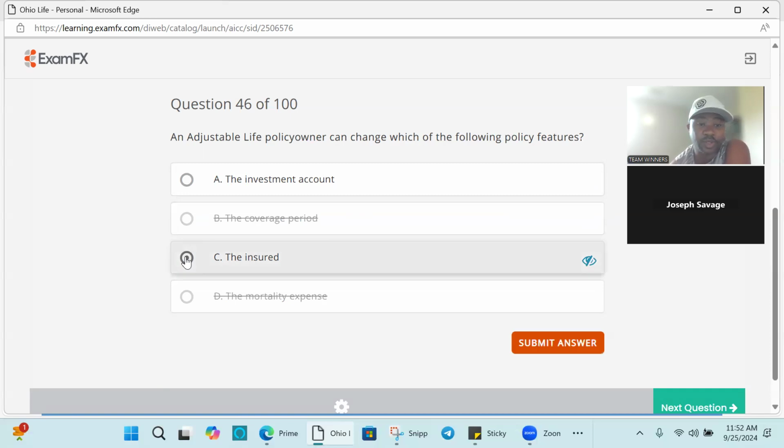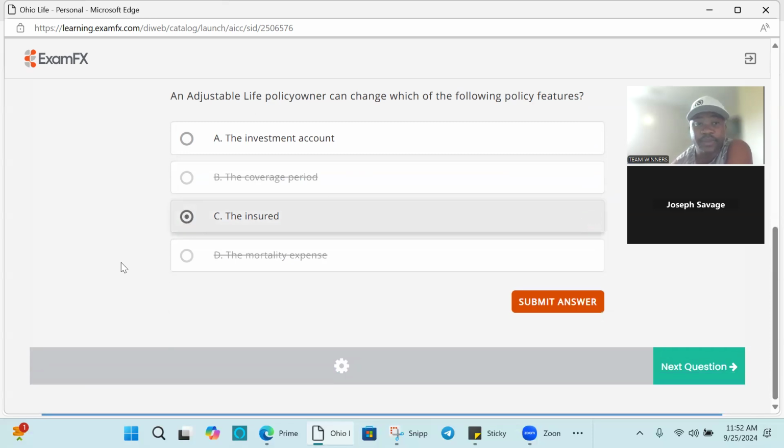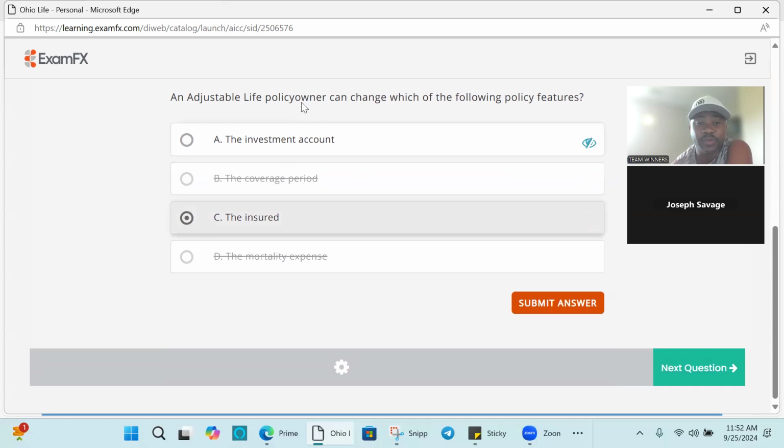I'm more so into C, because the policy owner is the one who pays for it, but not necessarily who's insured. They can cover whoever they want. No, they cannot change the insured. Really? The policy can't be written on me and then I change it to my spouse? Cannot do that.